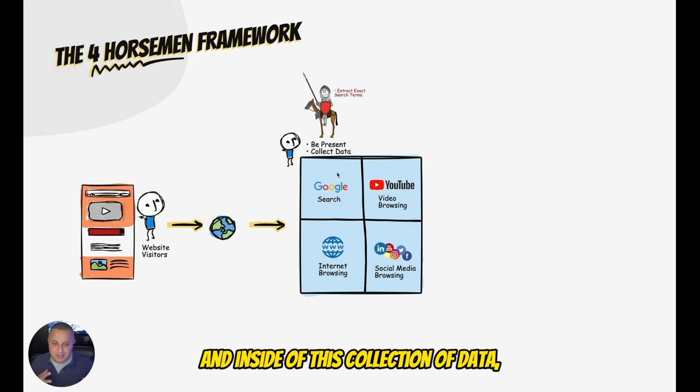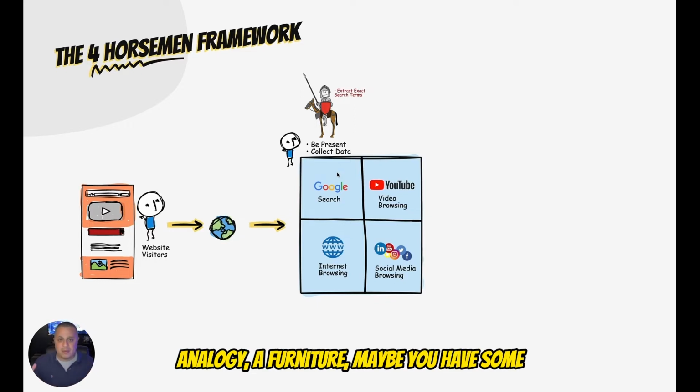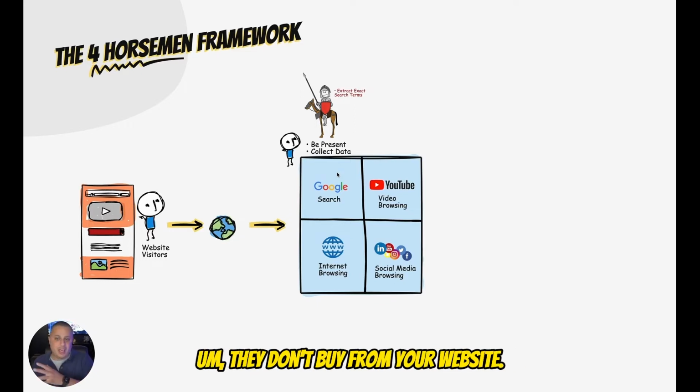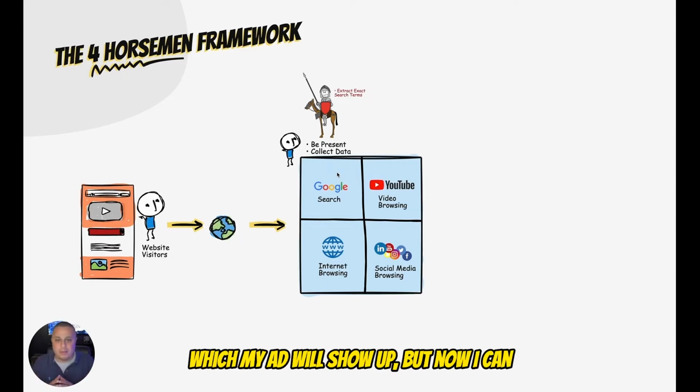Inside of this collection of data, you're actually collecting the exact search terms that they're searching. If we're using an analogy of furniture, maybe you're selling some type of furniture. They don't buy from your website, they go on to Google and type in bedroom furniture. But maybe it's more like Victorian bedroom furniture. Now I can see the exact words they're typing in, which my ad will show up for, and I can use that data later to better create content or better serve the ad.